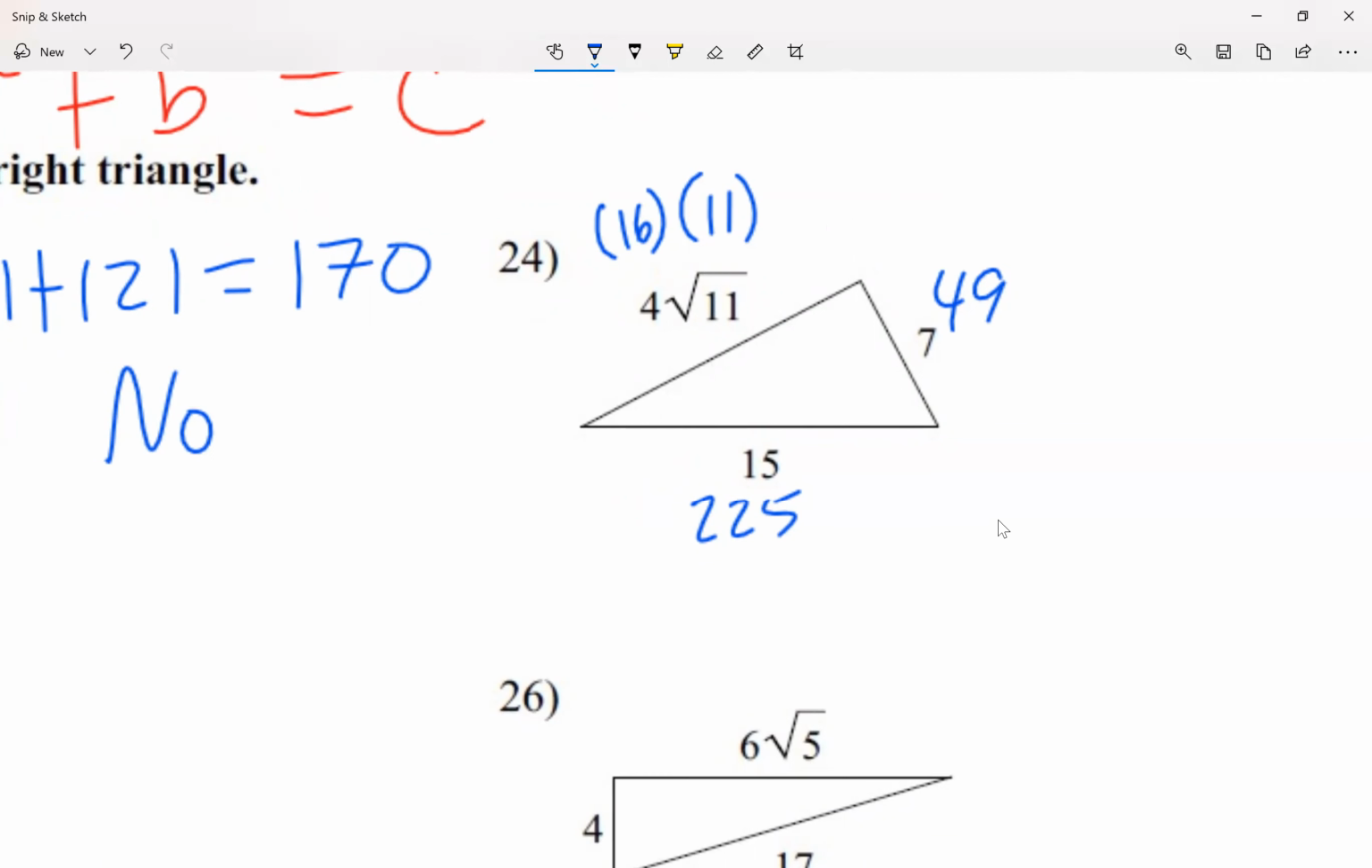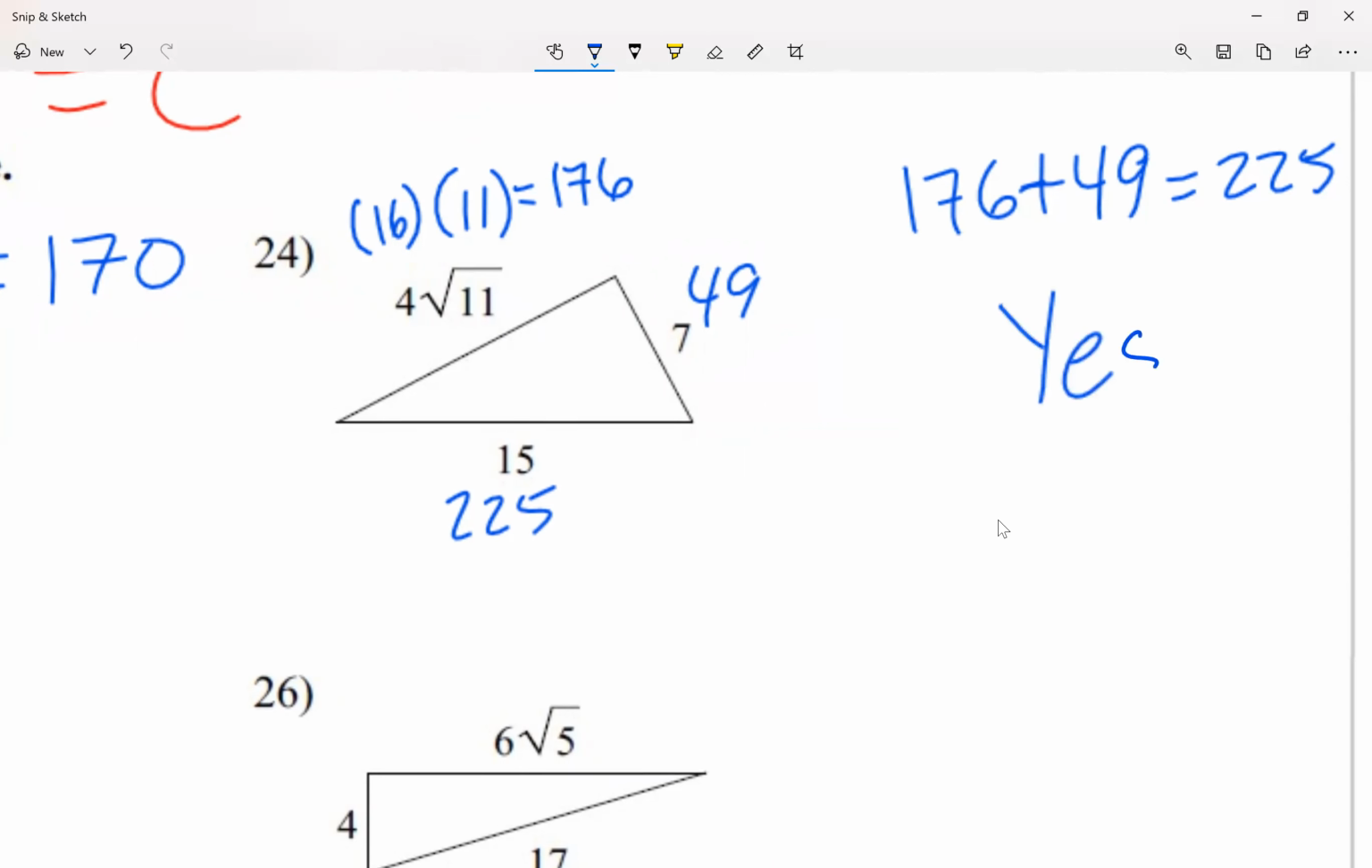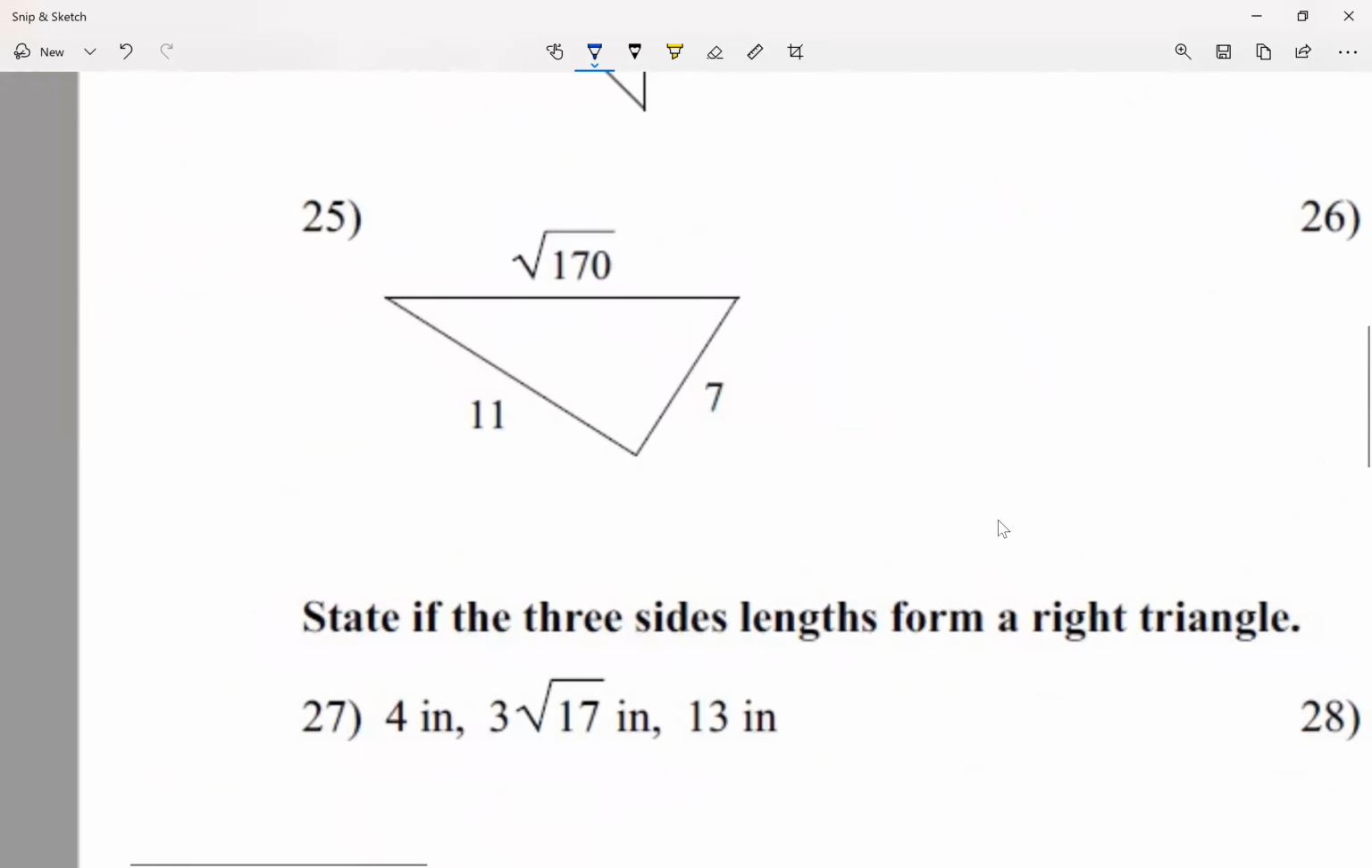So if I had only the 4, it would be 4 squared is 16. If I only had the radical, it would be 11. Because I have both, let me multiply them out. 16 times 11 is 176. I can tell 225 is my c squared, right? Because that's the biggest. So what I'm asking here is, 176 plus 49, is this equal to 225? Add the two smaller ones, and it has to equal the big one. 176 plus 49 indeed is 225. So my answer would be yes. Yep, this is a right triangle. The corner is 90 degrees.